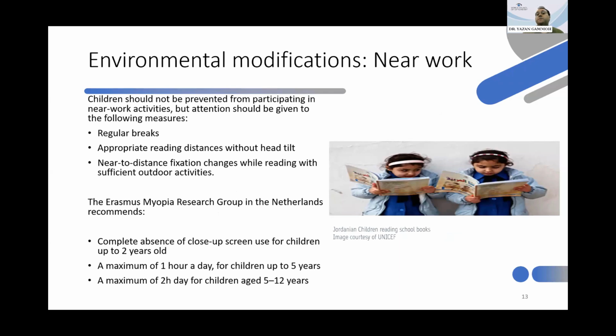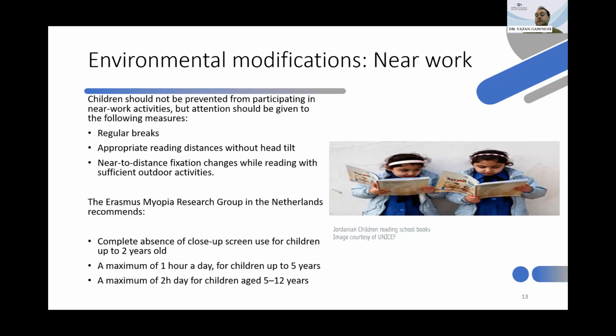Remember, children should not be prevented from participating in near work activity, but always you need to pay attention to the regular breaks. They need to have them, appropriate reading distances without the head tilt. This is quite important. Sometimes I even remind my daughters, chin up, straight head. That's very, very good to remember. And the near to distance fixation changes while reading with sufficient outdoor activities. We need to break the accommodation cycle.